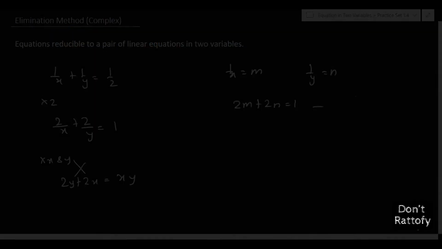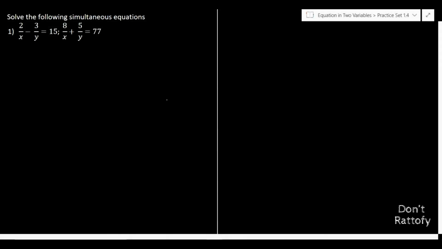Now moving ahead with the sums, this is the first sum from practice set 1.4. The question reads: 1 upon x minus 3 upon y is equal to 15 and 8 upon x plus 5 upon y is equal to 77. Now remember, as you can see here, the variables are in the denominator. If it had been a constant, it would have been very easy, but it is a variable. So we have to assume the variable as something else, right? We have to make it linear again.